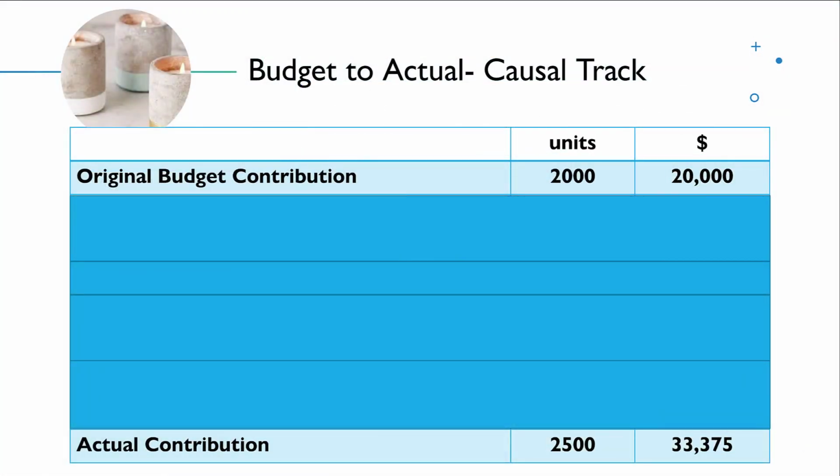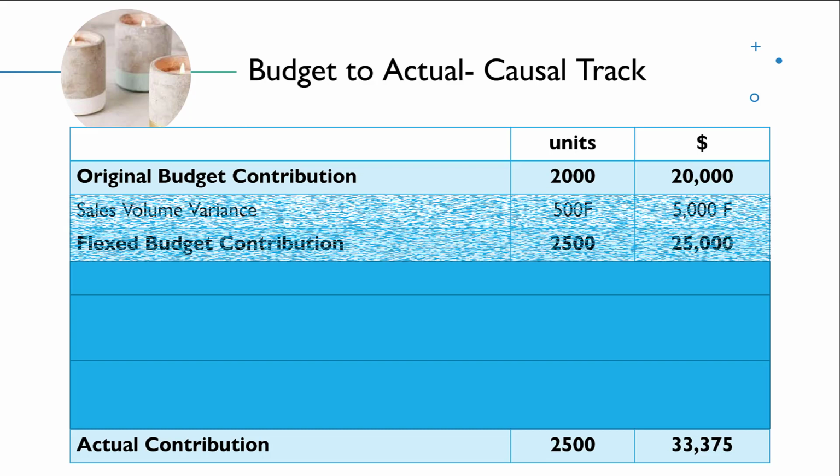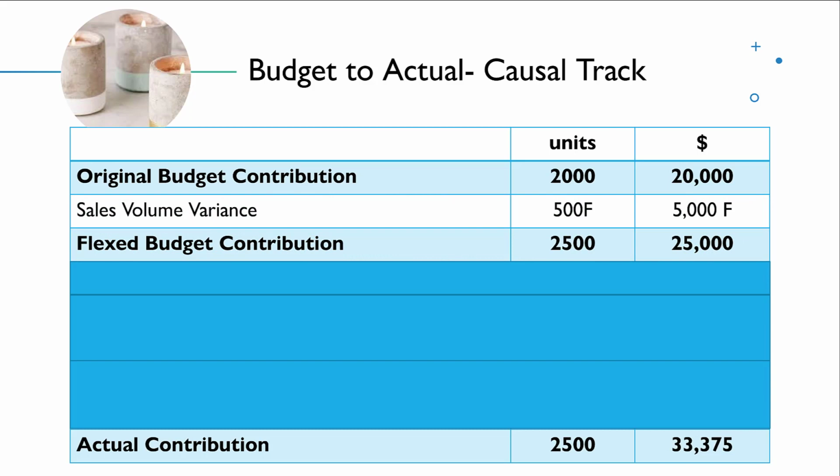So we're now able to do a causal track. This is a budget to actual. And what we do is we look at the original budgeted contribution and we track it to the actual contribution by allocating the variances to it. So first of all, we track between the original budgeted contribution and the flex budgeted contribution by the sales volume variance. And because we made and sold more at a contribution of $10, that is 5,000 favourable.